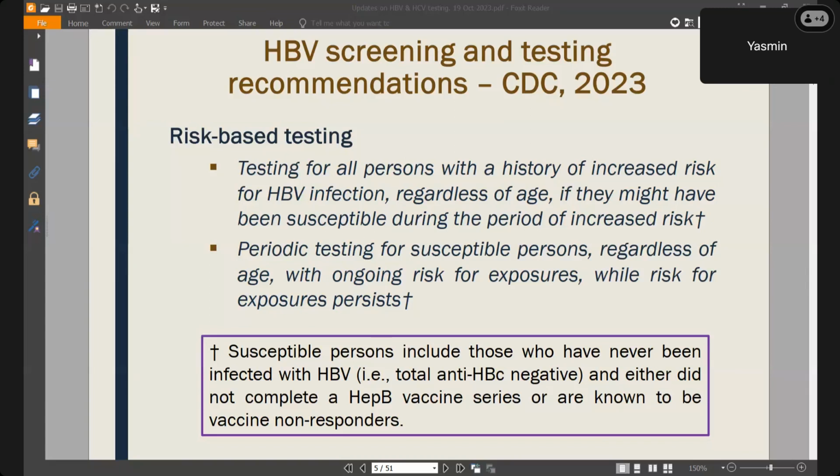Now, who do we mean by susceptible people? Anyone who has never been infected with Hep B. In other words, those who are total anti-HBc negative, and not only that, but did not complete their vaccination, or have been vaccinated but are non-responders. So you do that. That's what they are suggesting: periodic testing for this group. Next.